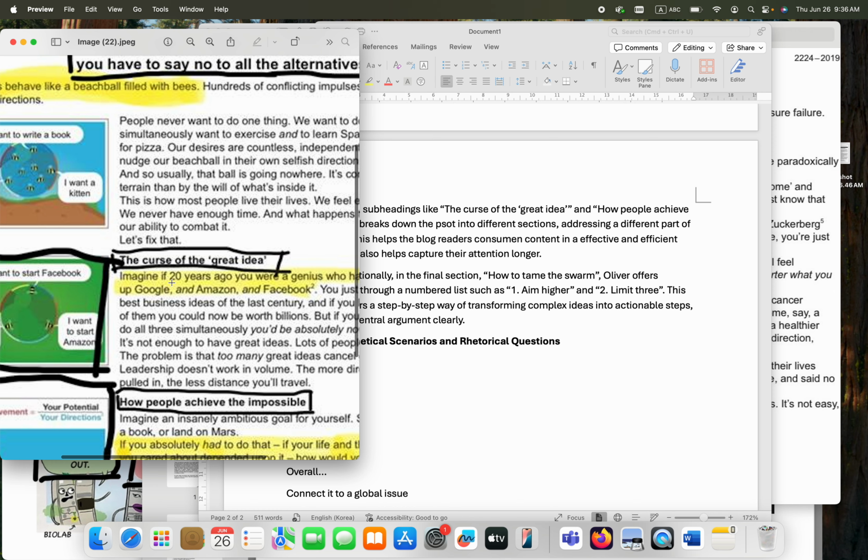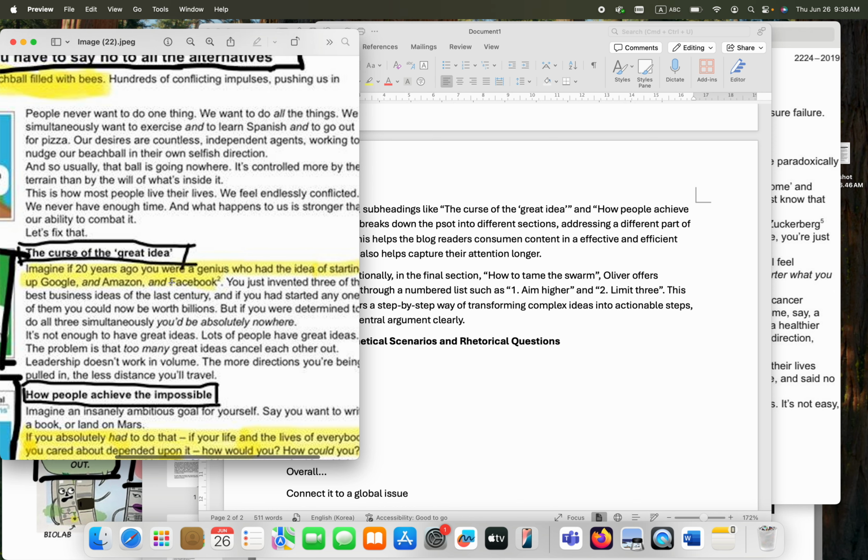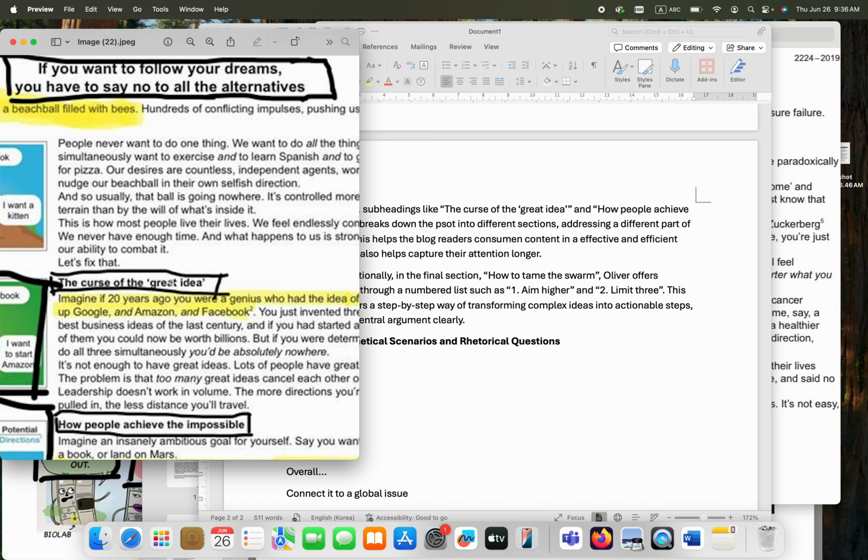He says, imagine if 20 years ago you were a genius who had the idea of starting up Google and Amazon and Facebook. He argues that trying to do all three would result in failure, right? Well, this is actually pretty ironic, because if someone had the ideas for Google, Amazon, and Facebook all at once, you expect them to be insanely successful. But the article argues that you'd go nowhere, not successful at all, right? You'd be stuck trying to do too much, achieving nothing.